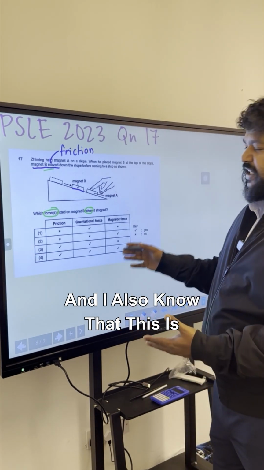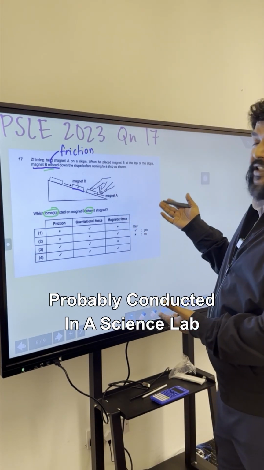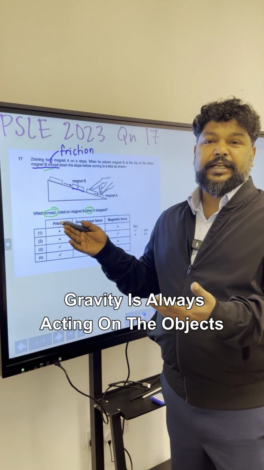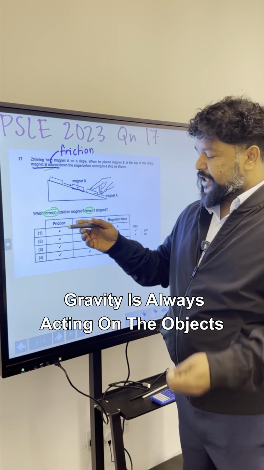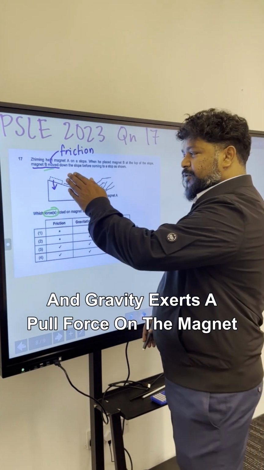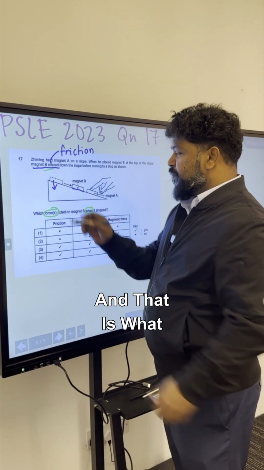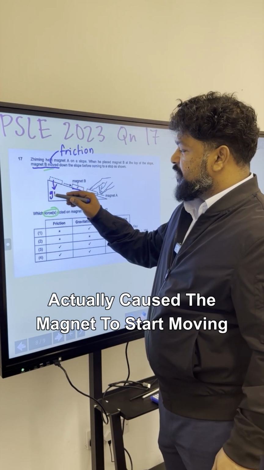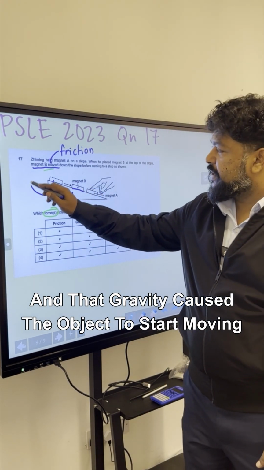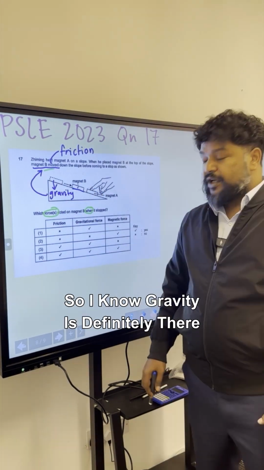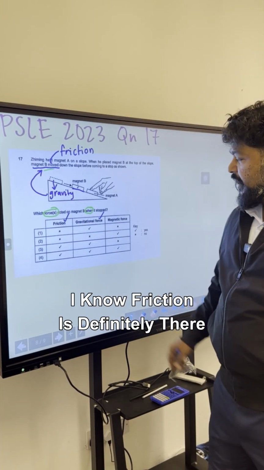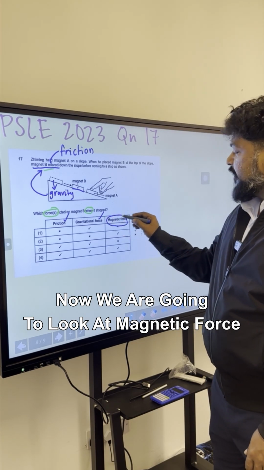And I also know that this is probably conducted in a science lab or somewhere on Earth. And on Earth, gravity is always acting on the object. So in this case, gravity exerts a pull force on the magnet, and that is what actually caused the magnet to start moving. Gravity was pulling it down, and that caused the object to start moving. So I know gravity is definitely there. I know friction is definitely there. Now we're going to look at magnetic force.